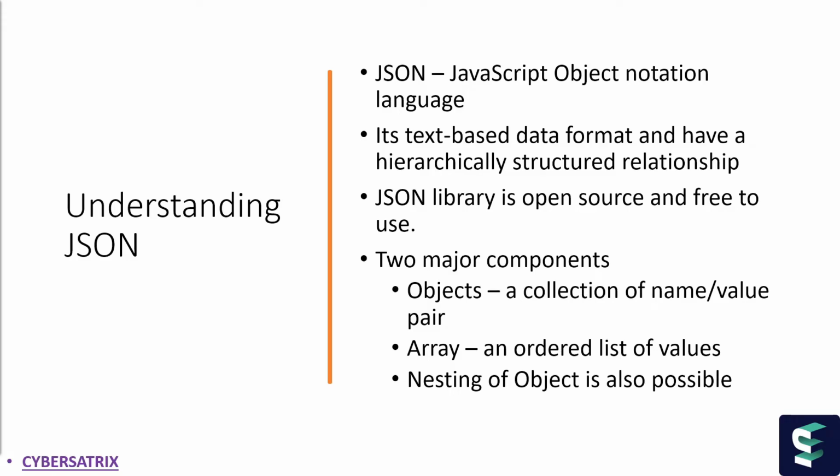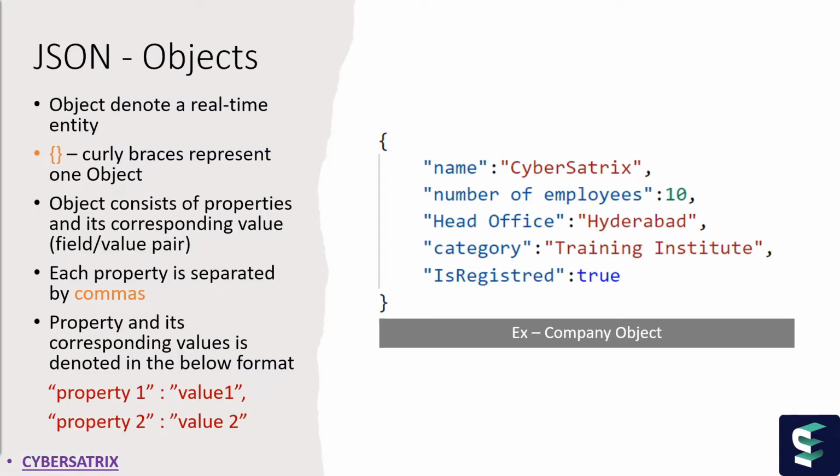Two major things to take from here: it has objects and arrays. So what is an object? Let's have a clearer picture. As I told, objects denote any real-time entity. A real-time entity could be a house and the properties of the house, or an employee, or an image and the categories of the image. Any real-time entity can be called an object. In a JSON object, we use curly braces to represent one object. As you see here, we have an opening curly brace and a closing curly brace to represent an object. This whole thing is called an object.